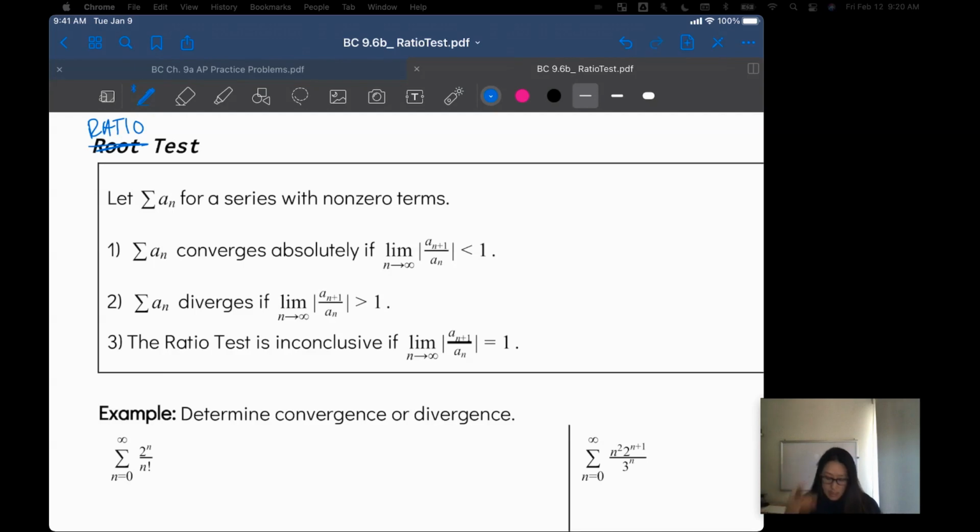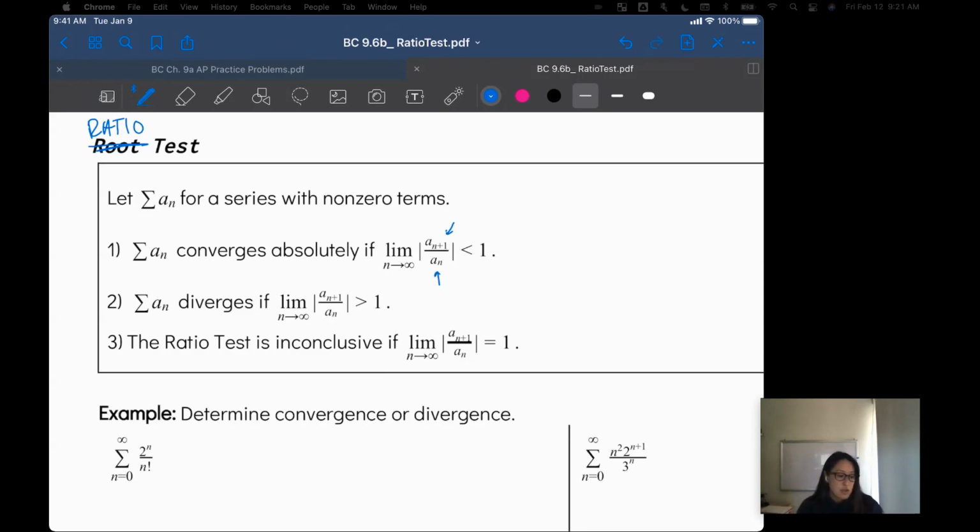One is that if the limit of the next term over the term before is less than 1, then the series converges. The next is if the limit as n goes to infinity of the ratio of the next term over the previous term is greater than 1, then the series diverges. And if it equals 1, it's inconclusive.